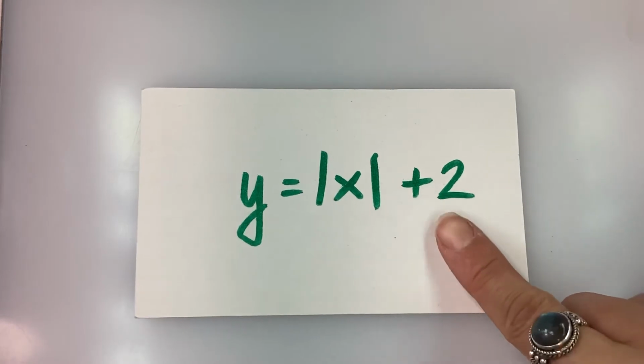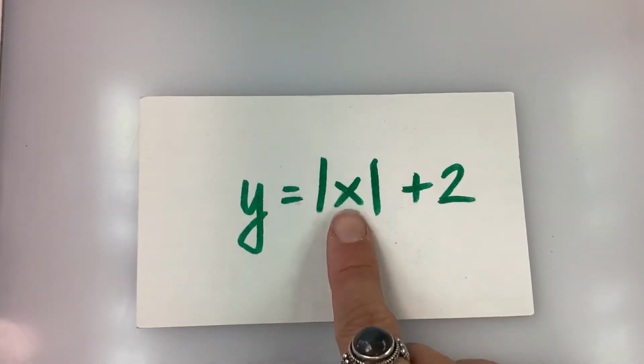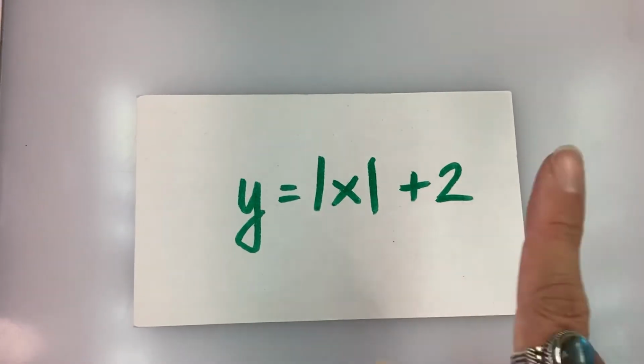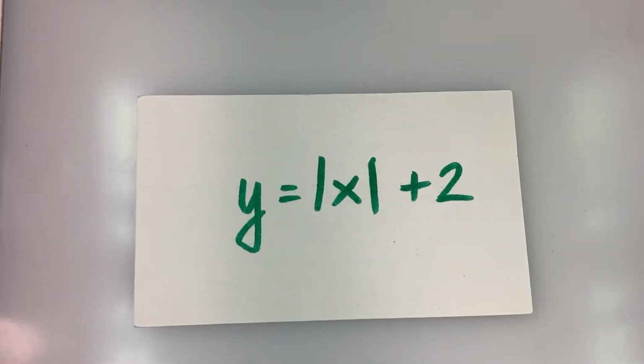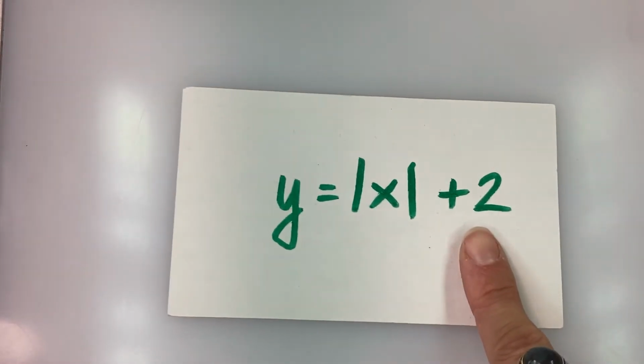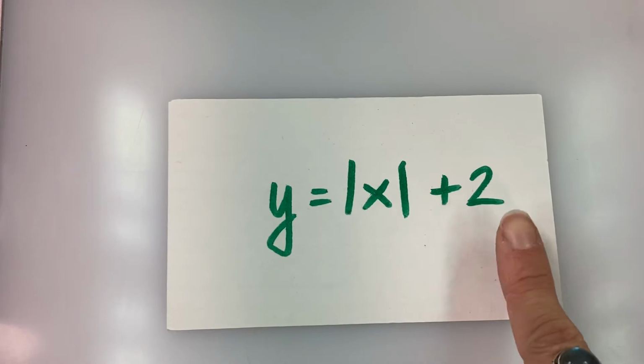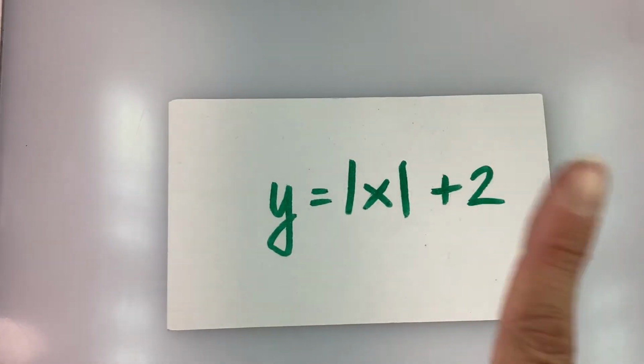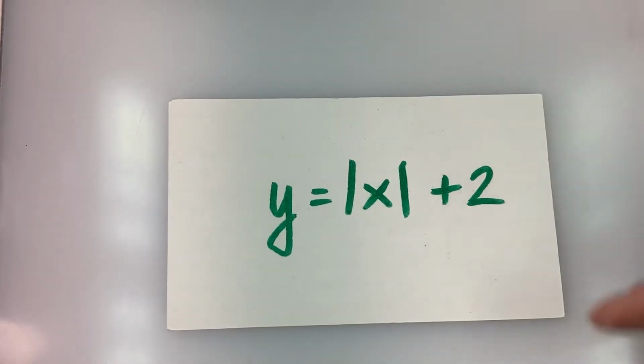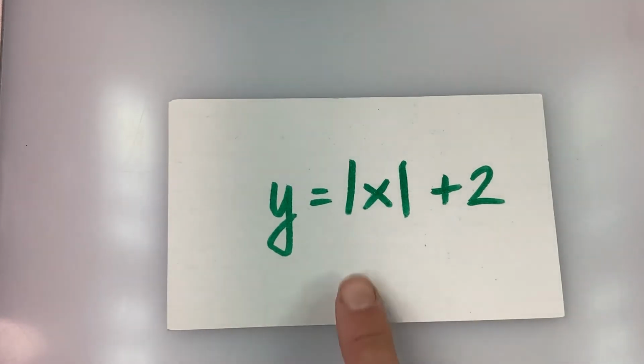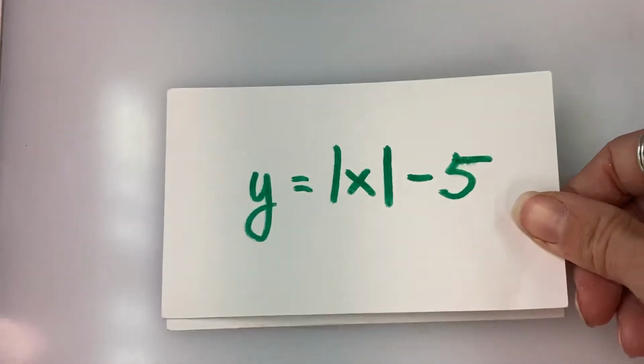Now, this +2, would you say that's inside the absolute value or outside the absolute value? So inside or outside the function, the 2 would be on the outside. So since it's +2, those outside transformations, think of me moving my arm up and down. Positive numbers go up, negative numbers go down. So this function would be moving up 2 from the parent function location.